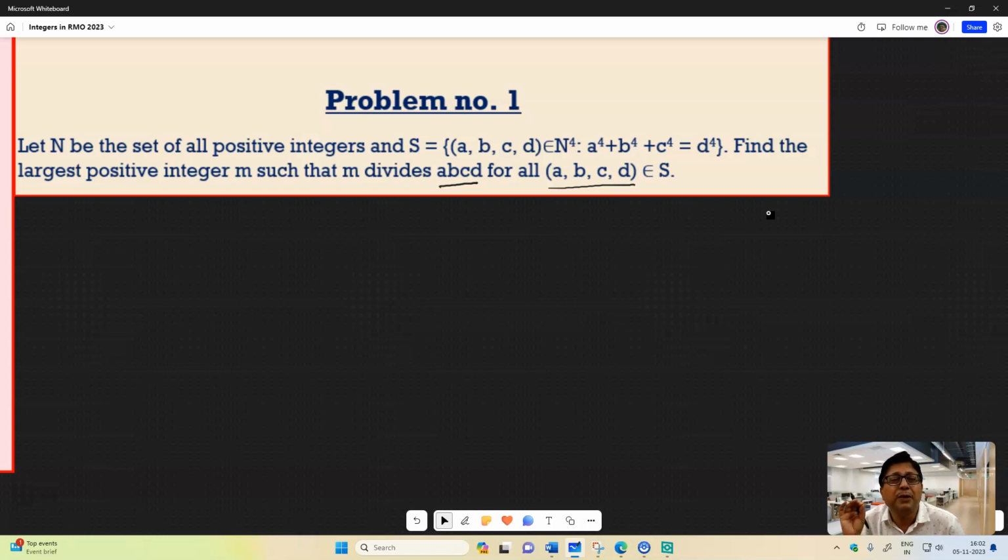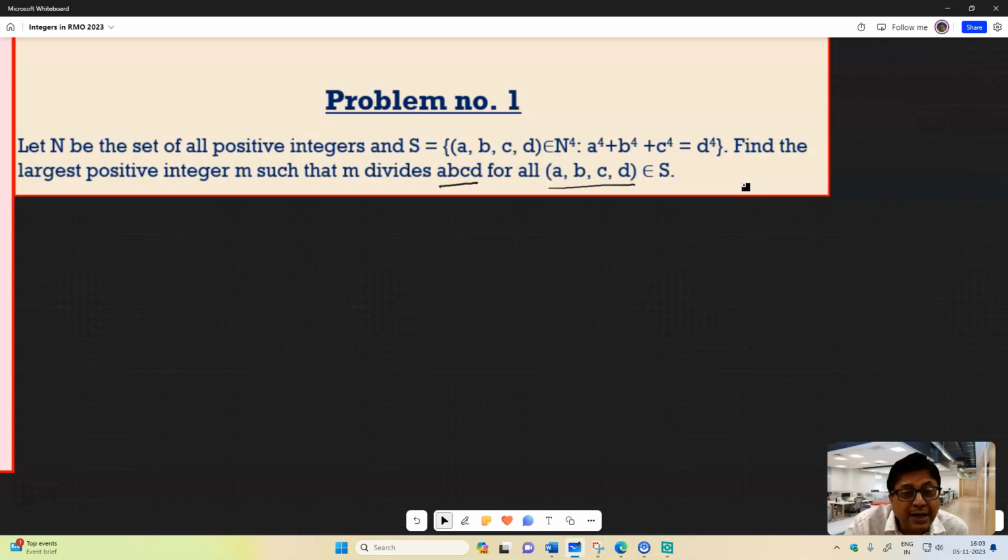Okay, this statement you have to notice: M will divide A into B into C into D for all A, B, C, D belonging to S. Need not find all integers over there, just find the smallest one in the set. Then the problem is solved.